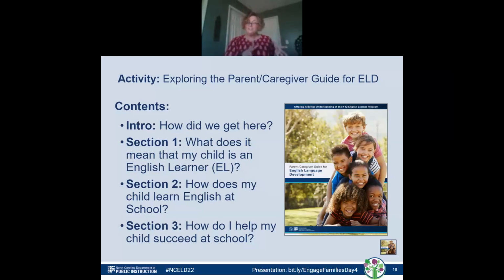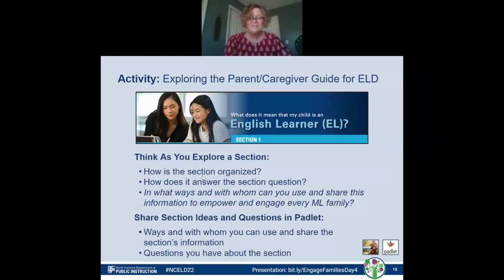We're going to explore each section of the guide one at a time. We're going to give you ample time to explore and ask questions, brainstorm ideas, and find ways that it might actually help us empower and engage our families. So if everyone has their page open, we're going to ask you to explore each section with these questions in mind. How is the section organized? How does it answer the section question? And with whom and how can you use that section information, okay?